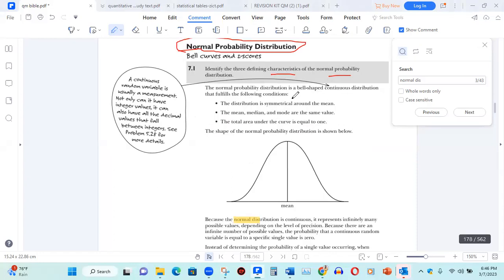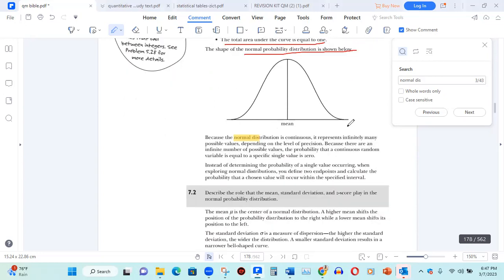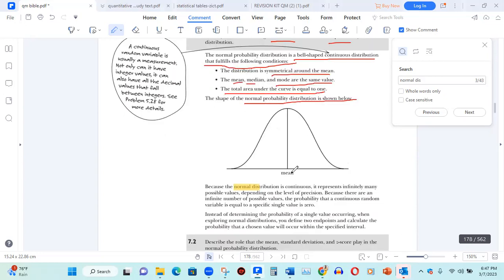Normal probability distribution is a bell-shaped continuous distribution that fulfills the following conditions. The distribution is symmetrical around the mean, median, and mode are the same value. The total area under the curve is equal to 1. The shape of the normal probability distribution is shown below. So we have the mean here.